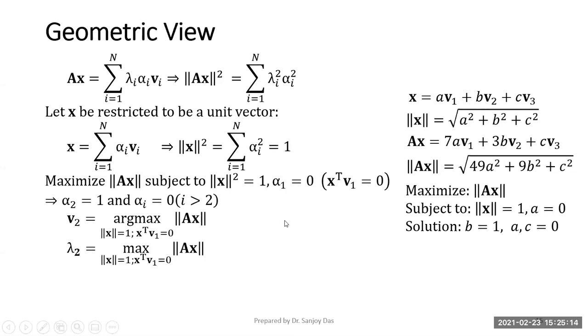And the length is the L2 norm of AX, and that is lambda 2. When x is V2, we get lambda 2 as the length of AX. Okay? So this is the second eigenvector.